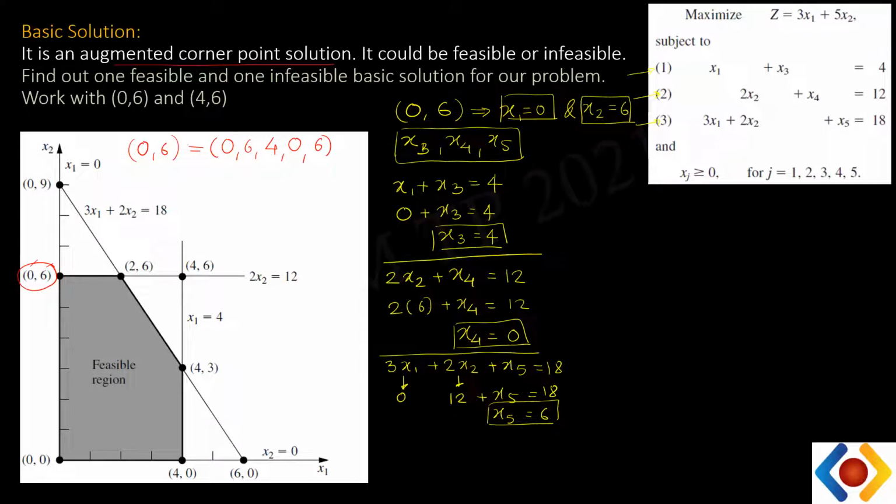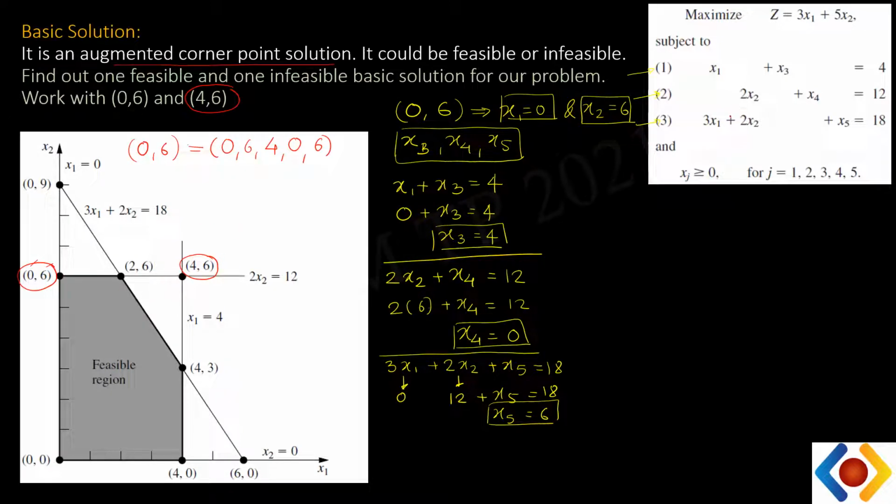Now if everybody is clear about this, then (0, 6) is a feasible corner point solution, right? It's a CPF, corner point feasible solution. So this is also a feasible augmented solution. Let's take another example, (4, 6). Where is (4, 6) here? (4, 6) is an infeasible solution, right? It is an infeasible corner point solution. So can you all quickly find out what is the augmented form of this solution?